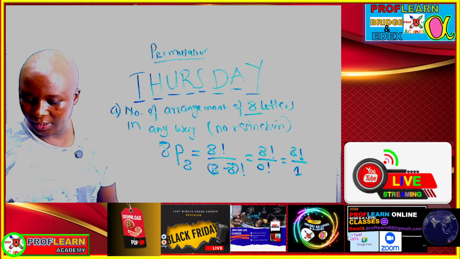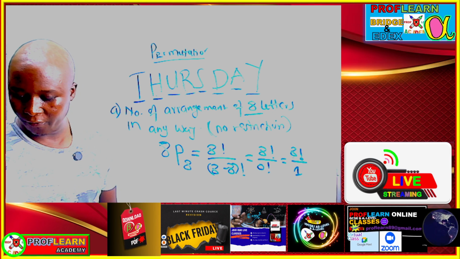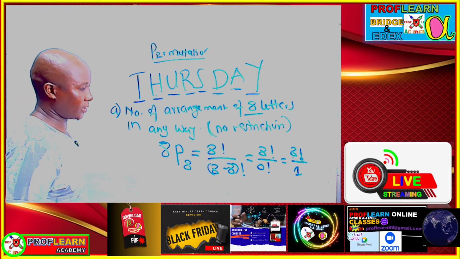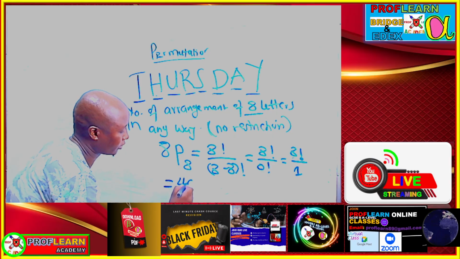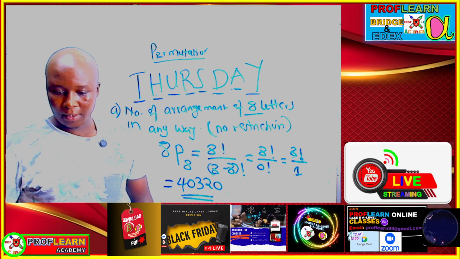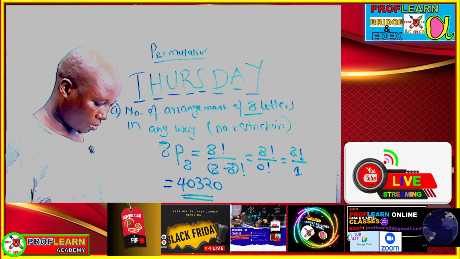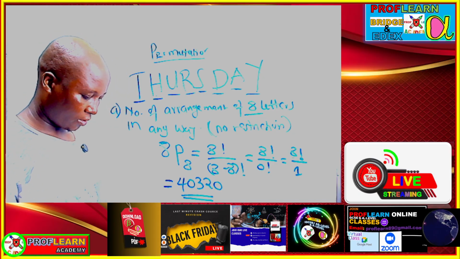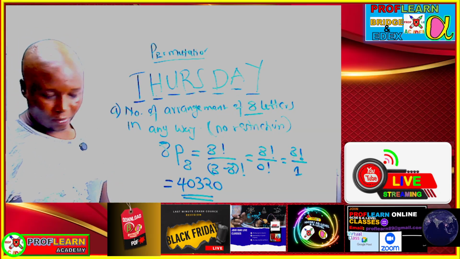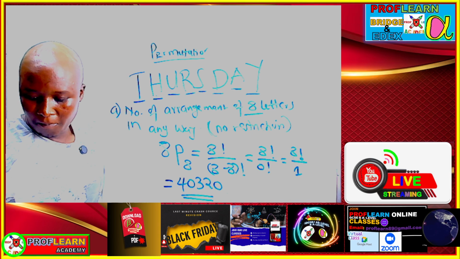And when you work out 8 factorial like that, you are going to have 40320. If you work out 8 factorial, that is exactly what you are going to get as your final answer, 40320.